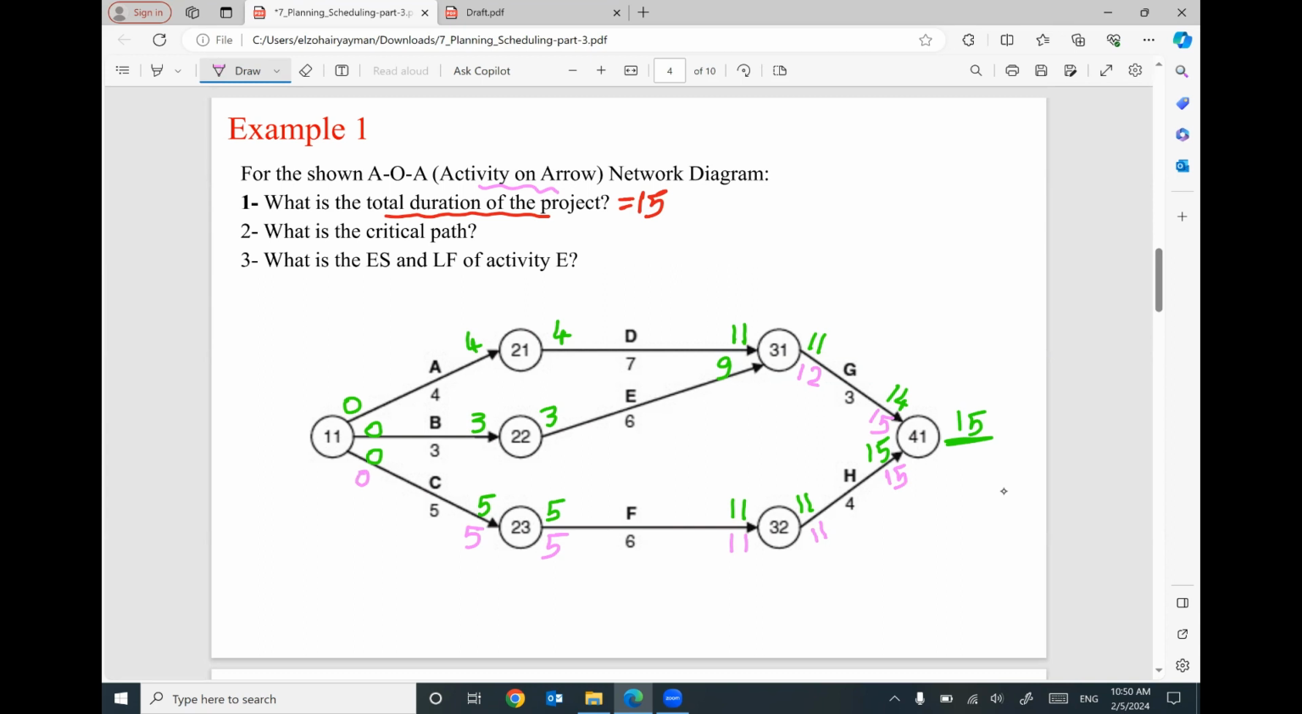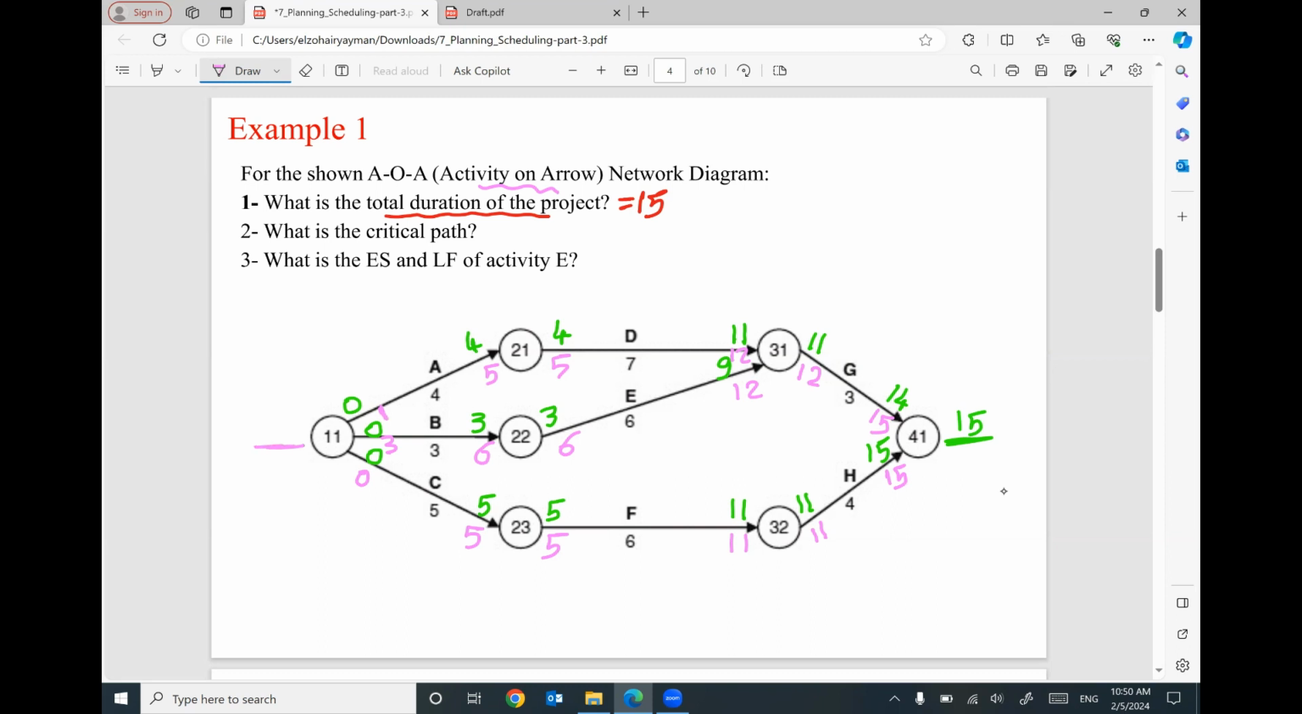For activities D and E, both of them have a following activity G. So the late start of activity G, 12, will be the late finish for these activities D and E. 12 and 12. 12 minus 7 will be 5. 12 minus 6 will be 6. This 6 will be here 6. Minus 3 will be 3. This 5 will be 5. Minus 4 will be 1.